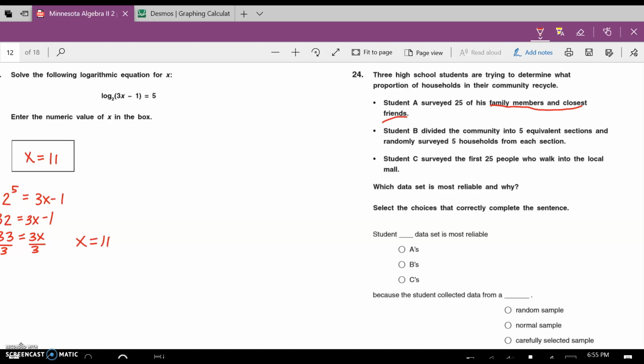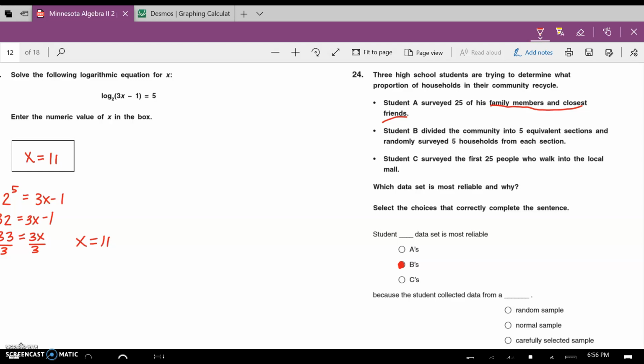So I'm going to go with student B, because student A just did family members and closest friends. So that's not a true representation of the community. It's just his family members. And student C is just doing the local mall. So who knows if those are true community members? That could be somebody from outside of the community.